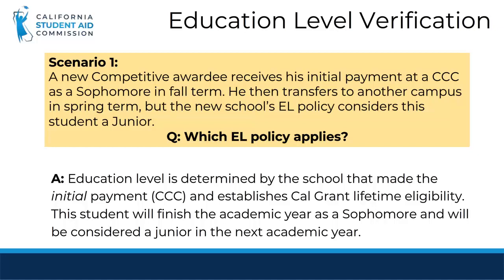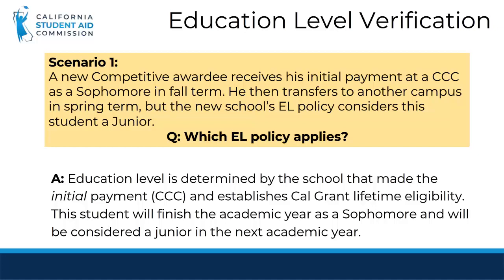Now we're going to look at a couple more scenarios. In this scenario, a new competitive awardee receives his initial payment at a California community college as a sophomore in fall term. He then transfers to another campus in spring term, but the new school's EL policy considers the student a junior. The question is, which EL policy applies?